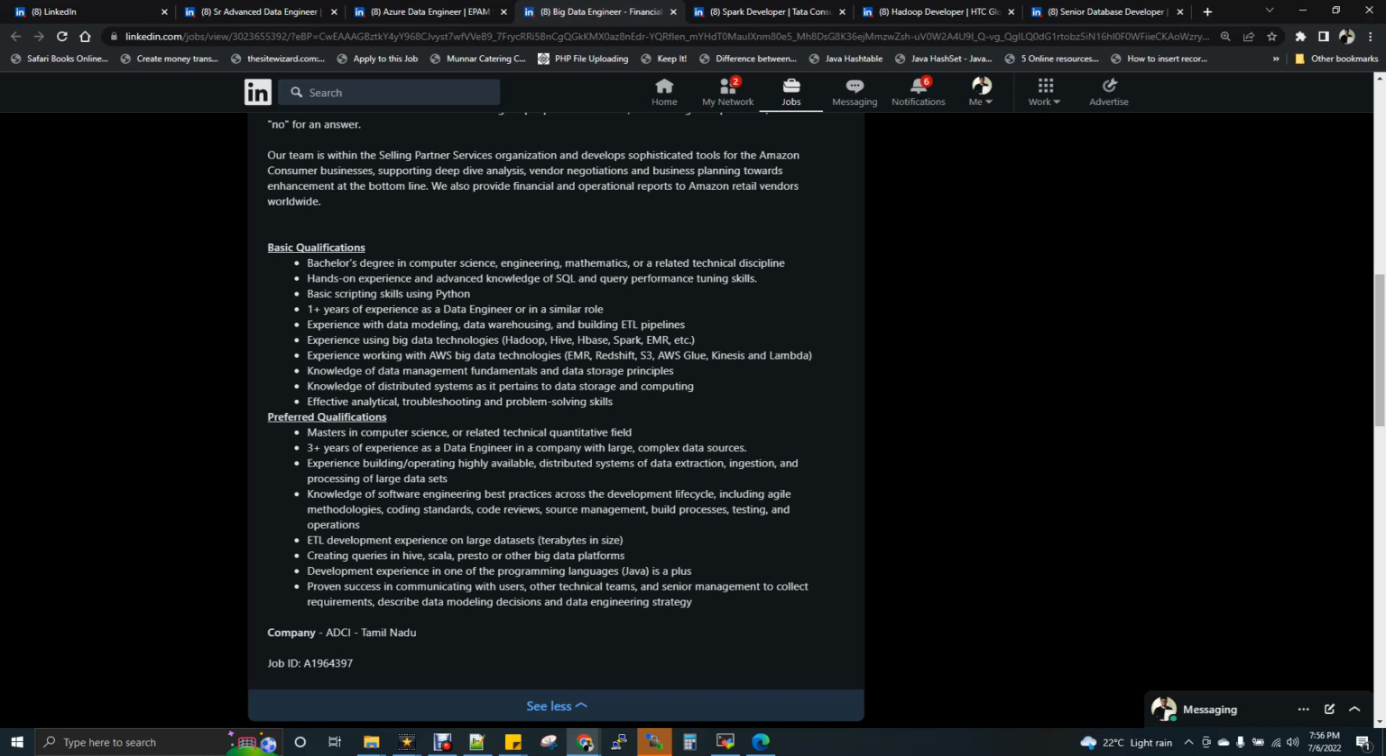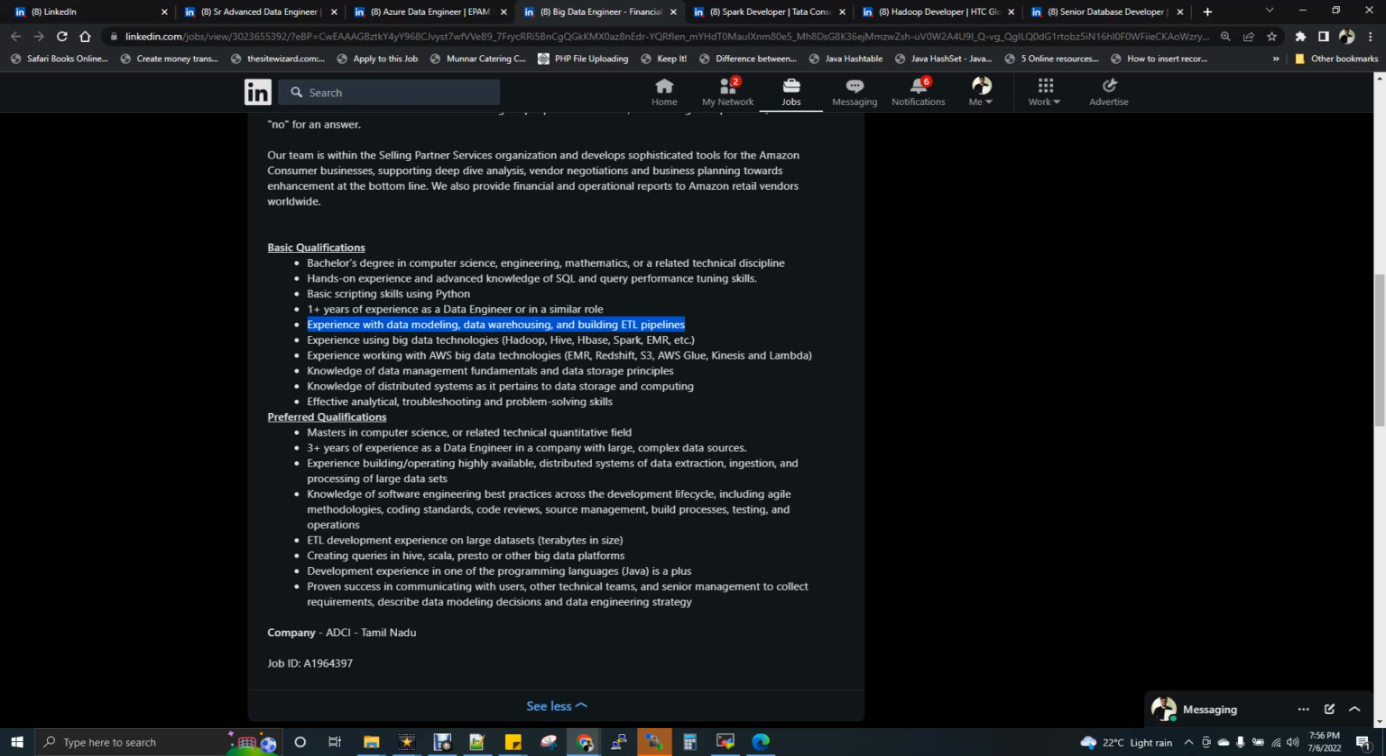1+ year of experience as a data engineer. Yeah, that's good. They're asking only 1+ year of experience in data engineering. That is completely fine. Experience with data modeling, data warehousing, and building ETL pipelines. If you work or practice with any of the data technologies, then of course this information you will get automatically, or you can just Google some theoretical videos for this. So don't panic when you see such statements.